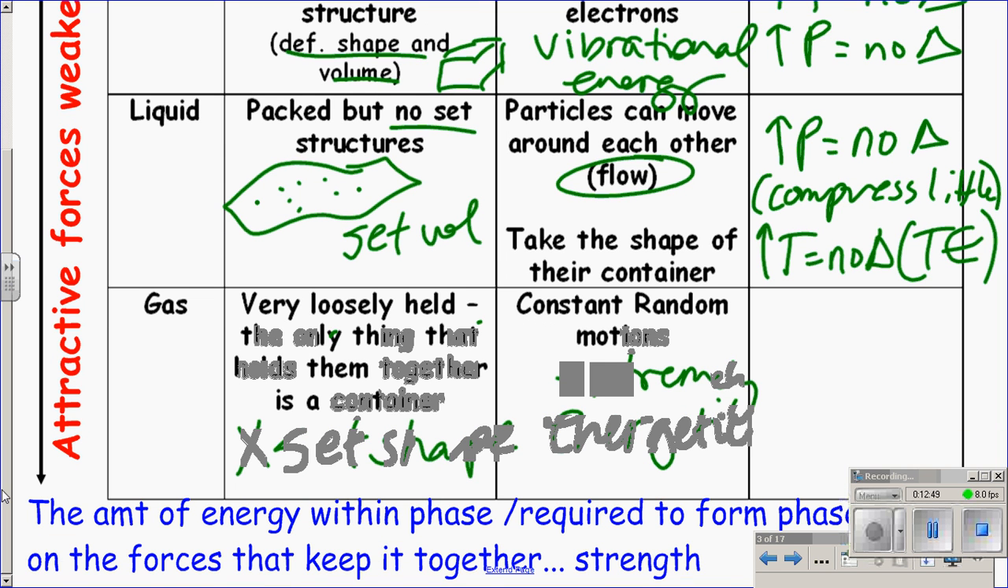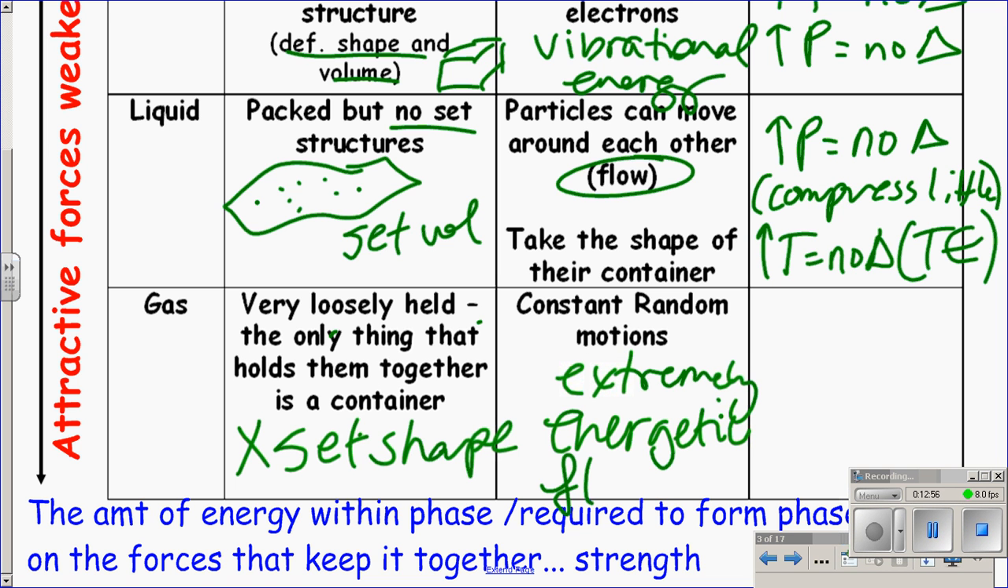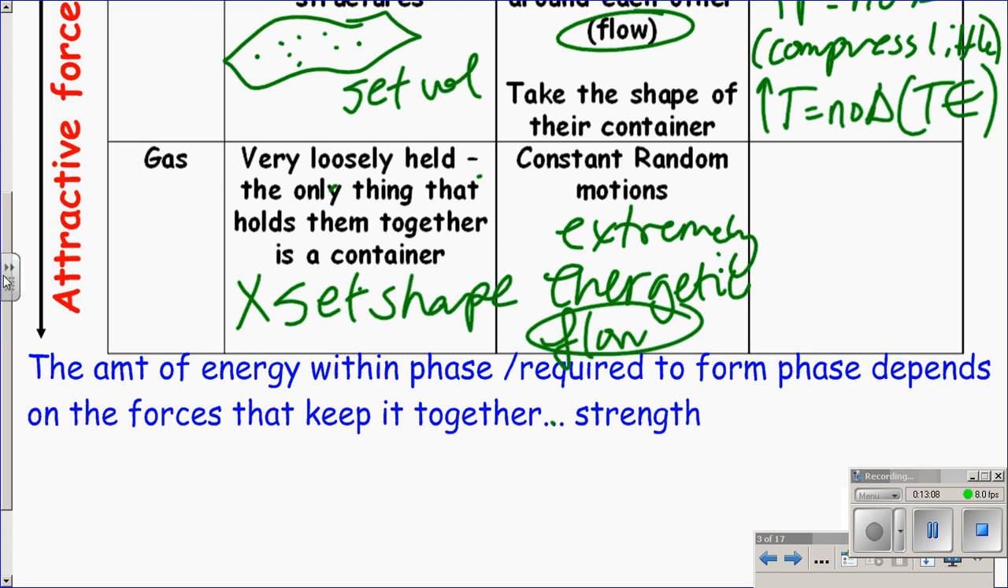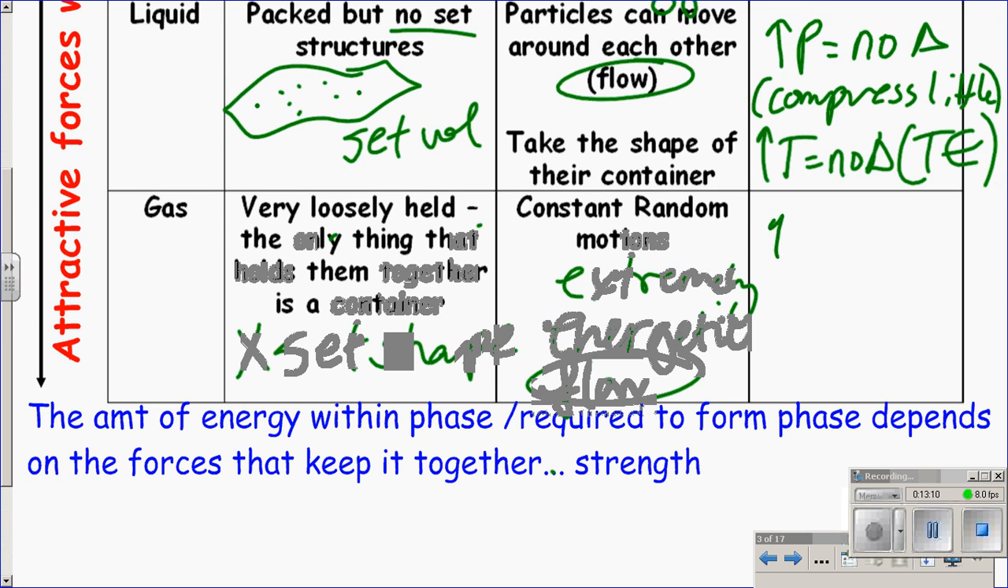Okay, so here's the big dog. Gases. One thing I didn't write over here, I wrote flow for the liquids. Gases can flow as well, and I'll show you an example of that in a second. They can flow, meaning they can kind of move together as a unit. TE, thermal expansion. Okay, so gases, increasing the pressure.